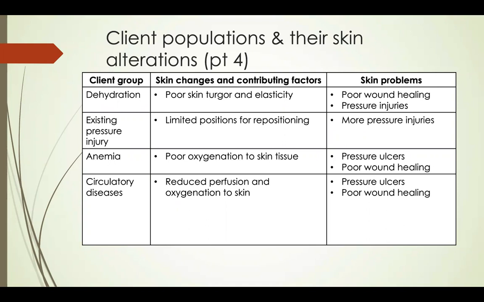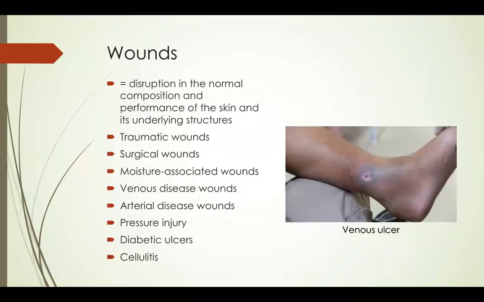Anemia, poor oxygenation to your skin tissue. We said this already. As a result, you can have pressure ulcers, poor wound healing, and then circulatory diseases. You're not feeding your skin. You don't have enough perfusion or oxygenation. So you have pressure injuries and poor wound healing as a result.